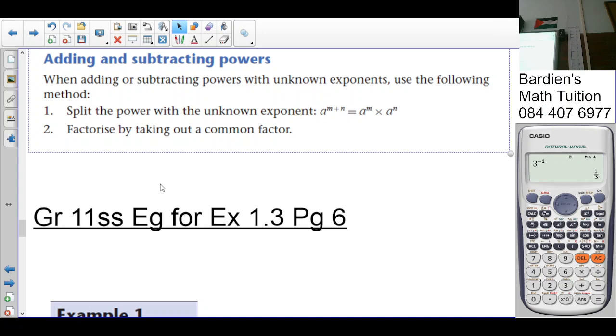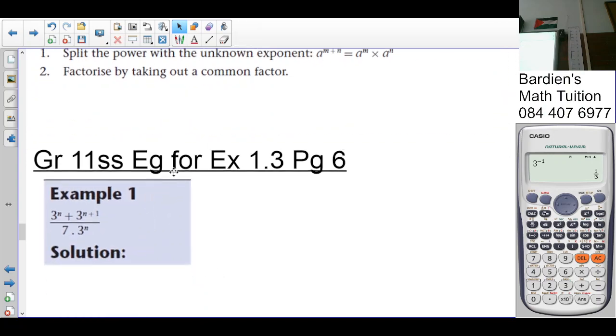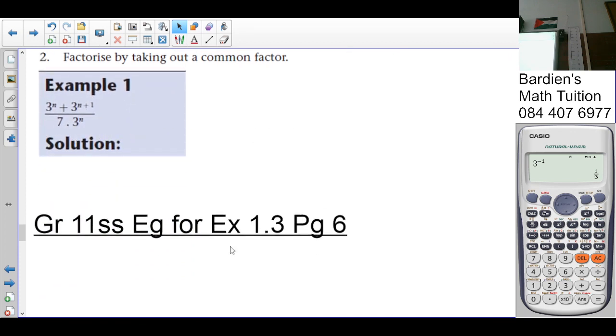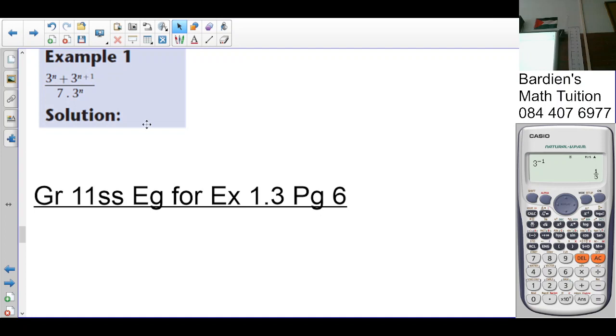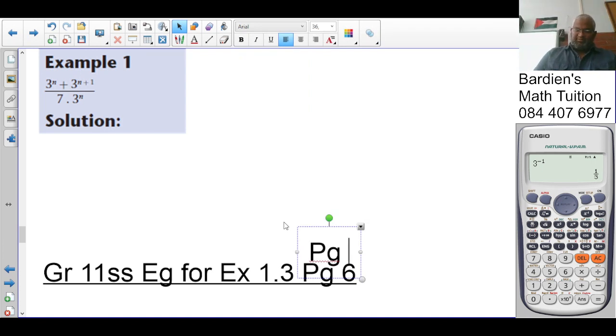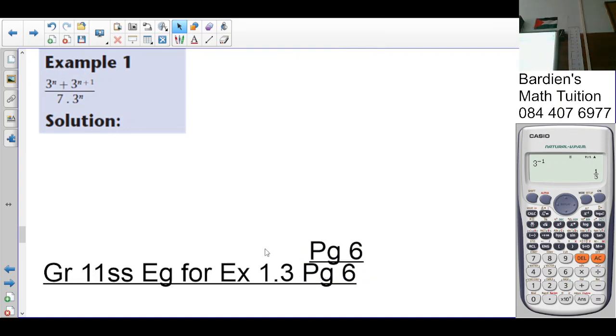Okay. So we'll make this note soon. We'll just do the examples because I don't want the video to be too long. Okay. Example 1 on page... which page is this on? Page 6. Example 1 on page 6.